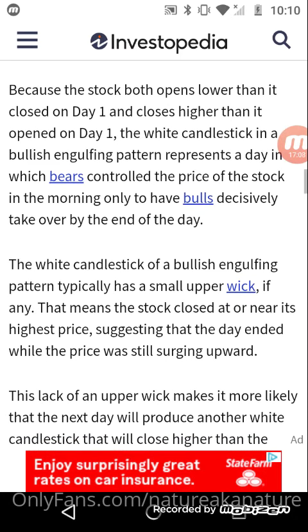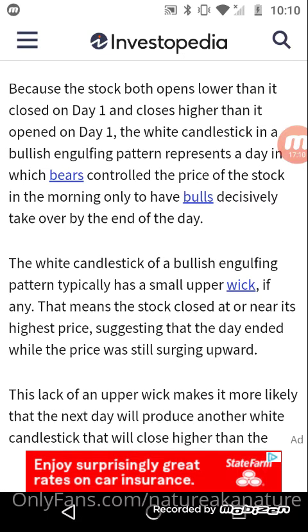So by the end of the day, the buyers were able to take over the market, engulfing the bearish trend, the downtrend. The buyers were able to take over and engulf the first candlestick, where sellers were in control of price. They were able to engulf that candlestick, and now it's a reversal, and we're going back upward.